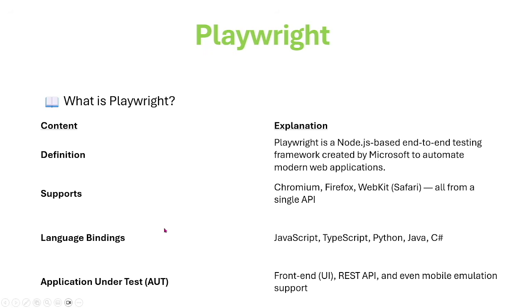Playwright is a Node.js-based end-to-end testing framework created by Microsoft to automate modern web applications. Supports Chrome, Firefox, WebKit, all from a single API. Language bindings: JavaScript, TypeScript, Python, Java, C#. Application and test: front-end, REST API, and even mobile emulation support.